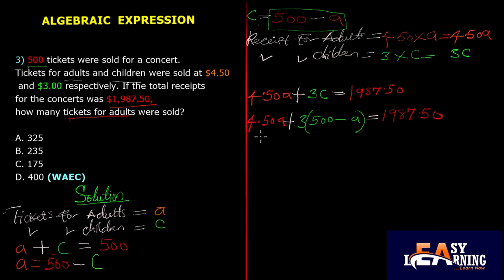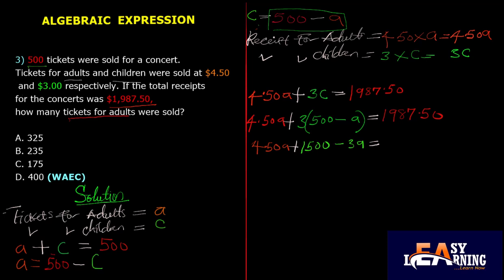Okay, now we proceed by keep solving this. $4.50A. All right, and we are going to work on the bracket. But before then, let's have our plus sign. I'm now going to work on this bracket by saying 3 times 500. That will give us 1,500. Then 3 times minus A. That will give us minus 3A.